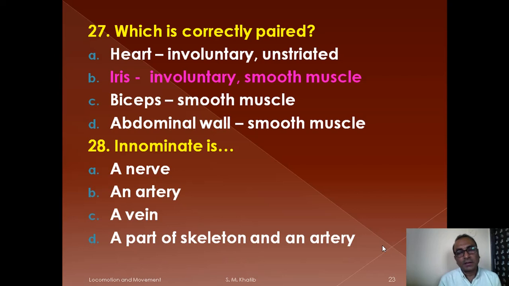And a nerve which is supplying to that region or passing through that structure is named with the same name, like innominate artery, we can say. Similarly, innominate vein. So here, innominate artery is mentioned here. So that means D is the right option. A part of skeleton, that is innominate, coxal bone, and connected artery, that is the innominate artery. That will be the right answer.